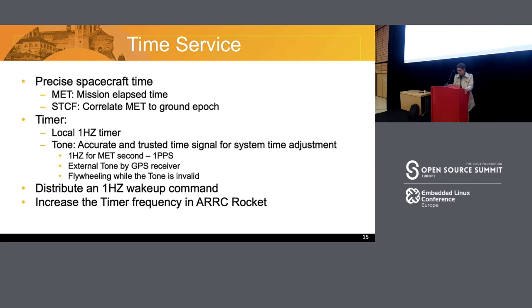Our flight control is also triggered by the time service. But the default frequency of time service is 1 hertz. It is too slow for our application. So we increase the frequency for our rocket.